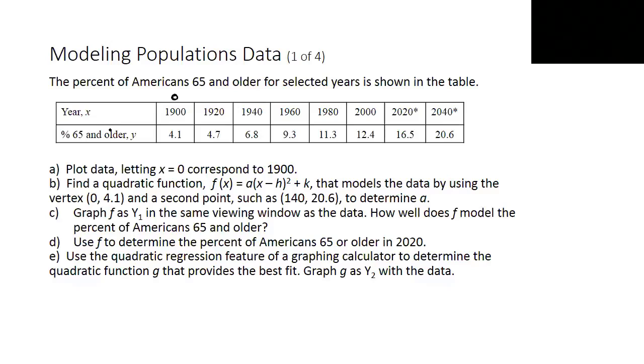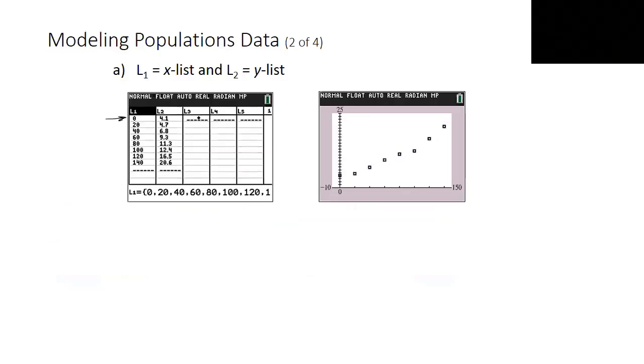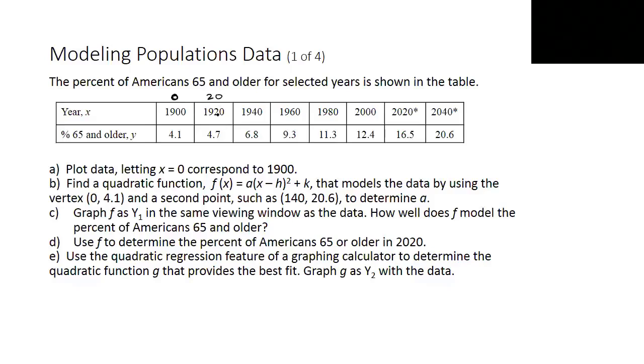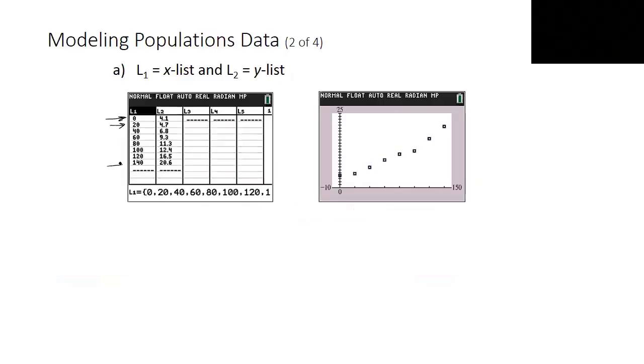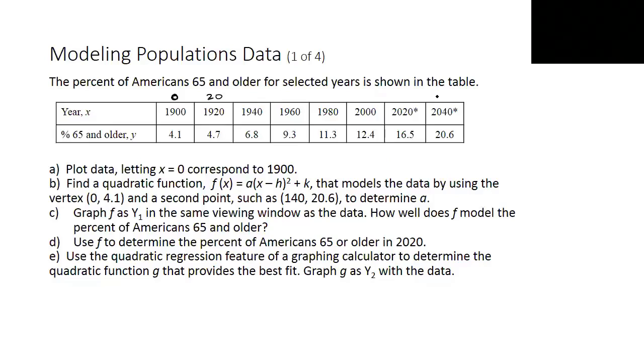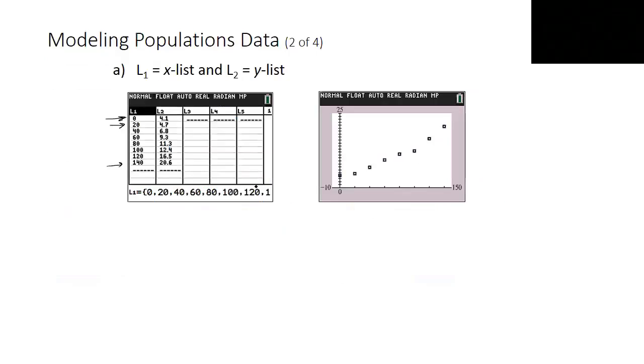For the next one, remember, if x is equal to 1920, then that would correspond to 20. When x is equal to 20, the corresponding value for y would be 4.7, and so on, all the way to 2040, which corresponds to 140, and that would correspond to 20.6. So we're going to adjust our data by that assumption. If you have your calculator plot the points, you can see these points here.